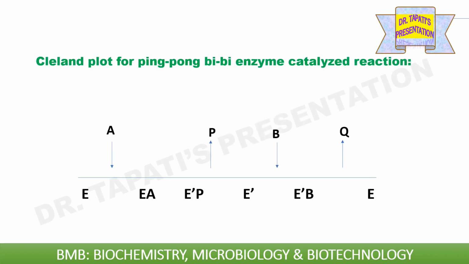Let's see the Cleland plot for Ping-Pong Bi-Bi enzyme catalyzed reaction. You see, this is the horizontal line, and first A substrate is bound to enzyme, and then product P is released. After that, there will be change in conformation of the enzyme. With the modified enzyme, B substrate is bound. This downward arrow means the substrate binding, and after that the Q product is released. The upward sign is for product release. This is the Cleland plot for Ping-Pong Bi-Bi enzyme catalyzed reaction.